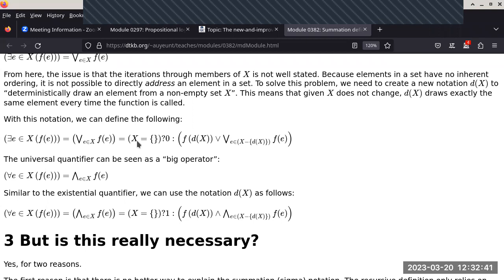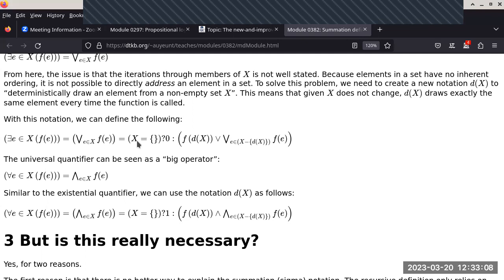What makes it a little bit interesting is the rest of this. What if X is non-empty? If X is non-empty, then we have to evaluate F with at least one of the elements. So in that case, we use the new notation D of X, which basically says that by the time we apply D of X, we already know that X is non-empty.